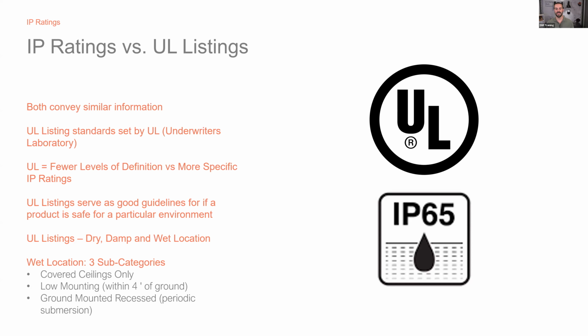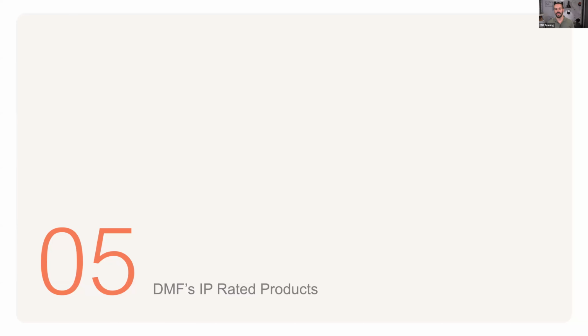There's low mounting. So within 4 feet of the ground, you often see these for step lights and things that are mounted within the wall or within the general area of the ground. And then there's ground-mounted recess. So this is okay for periodic submersion. You note that UL listing doesn't go to the extreme level of full submersion or continuous submersion. That's a place where you'd really want to look for an IP rating that dictates that.